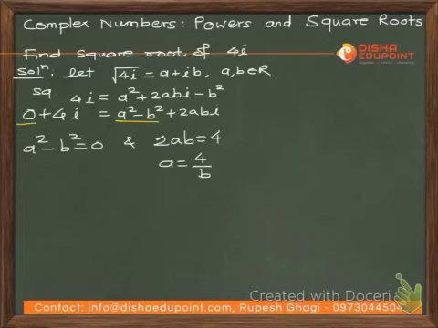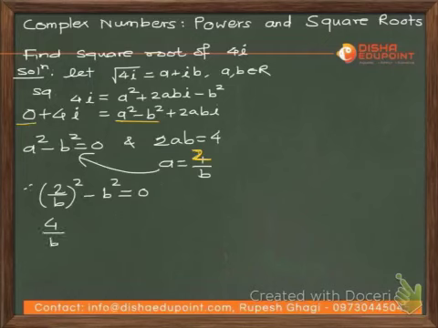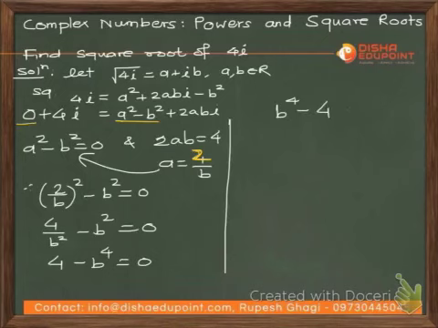Hence a is equal to 2 upon b. So we put this value of a, which is equal to 2 by b, into the equation a square minus b square is equal to 0. So (2 upon b) whole square minus b square is equal to 0. Hence 4 upon b square minus b square is equal to 0. So we get 4 minus b to the power 4 is equal to 0.